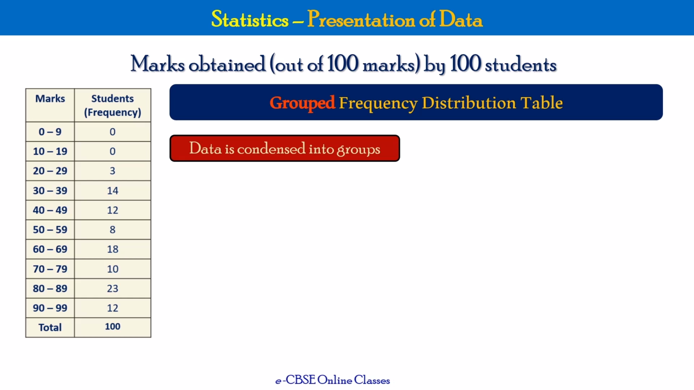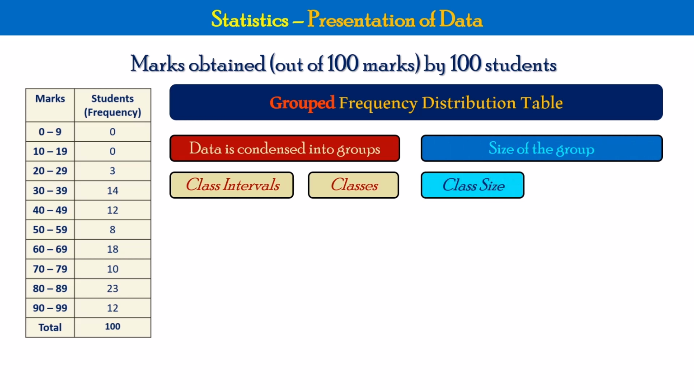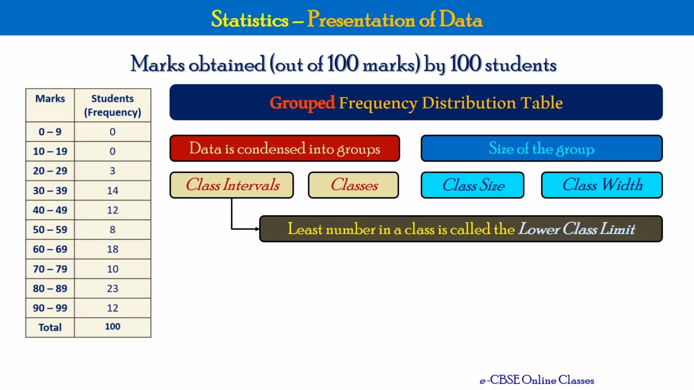I have condensed the data into groups, and these groups are called either class intervals or simply classes. Please remember this. What is the size of this group called? Class size or class width. Okay, and in each class interval, the least number in a class is called the lowest class limit.